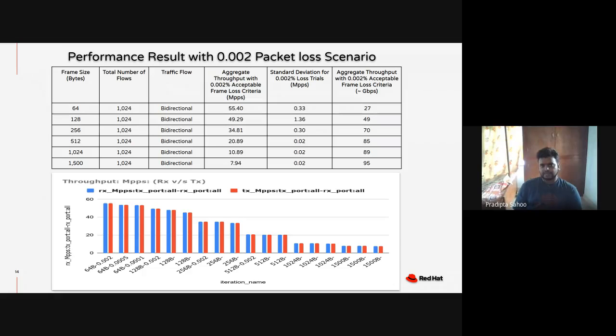And this is the results detail. In the 0.002 packet loss scenario for fixed 64 frame size, we achieved 55.40 million packets per second with 27 Gbps throughput, with minimal deviation. If you check the statistics from the transmit side and receiving side of the traffic generator, they are equal, so there is no major performance drop here.